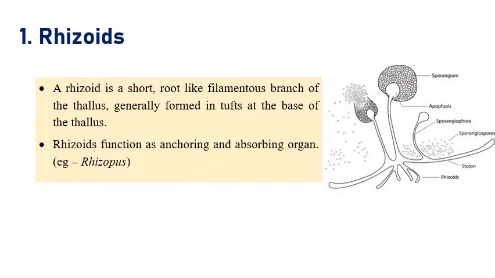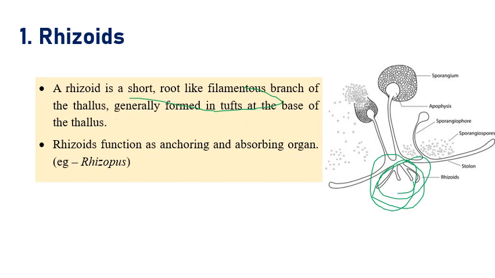So the first one is rhizoids. Rhizoids are hair-like or root-like structures that we can only observe in Rhizopus. Only Rhizopus shows this kind of structure. Rhizoids are generally short root-like or hair-like structures. Rhizoids are produced only by Rhizopus and Mucor, but no other fungi. So only Rhizopus can produce this kind of structure.